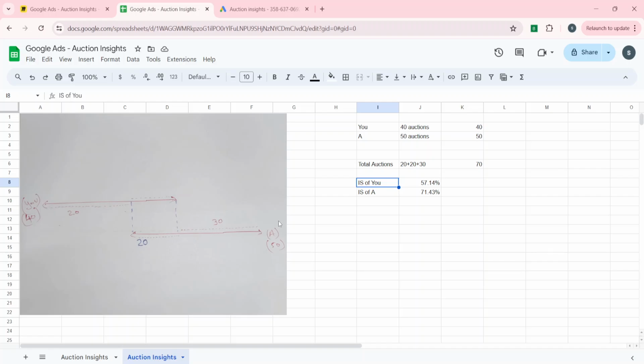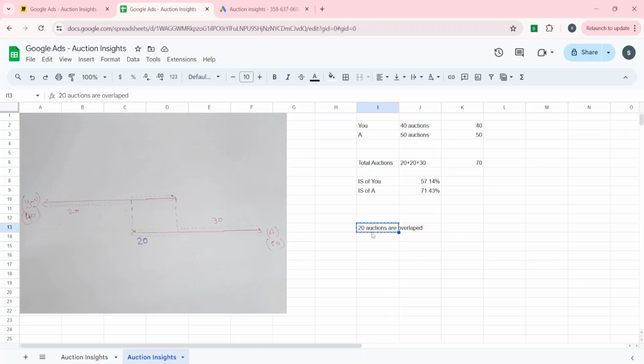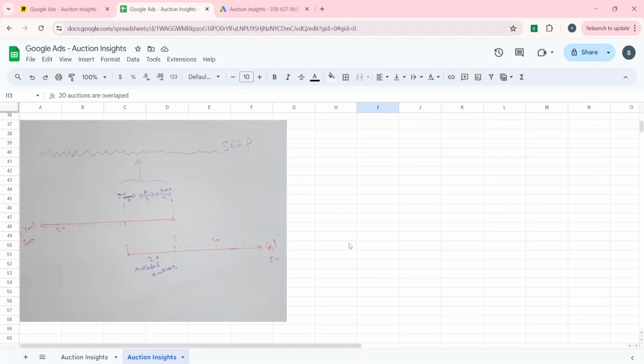Say out of 20 overlapped auctions, here there are 20 overlapped auctions, right? Let's write it. Auctions are overlapped. Okay, there are 20 overlapped auctions. In these 20 overlapped auctions, let's take this example here. Here I have written it, so observe this image carefully. Okay, so here we have 20 overlapped auctions.